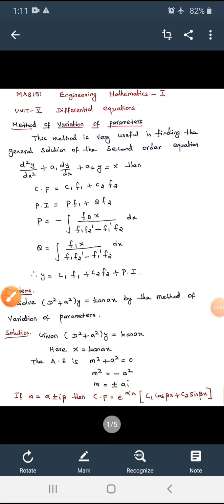Dear students, from today onwards, we are going to see all the important topics in Engineering Mathematics 1. Today we are going to see method of variation of parameter. This is used for finding the general solution of second order differential equation.